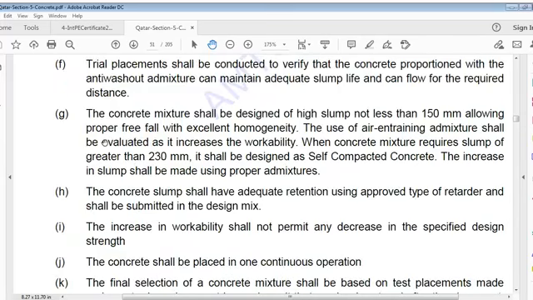Concrete mixture shall be designed of high slump, not less than 150 mm, allowing proper free fall with excellent homogeneity. Use of air-entraining mixture shall be evaluated as it increases workability. When concrete mixture requires slump of greater than 230 mm, it shall be designed as self-compacting concrete. Increase in slump shall be made using proper admixture.